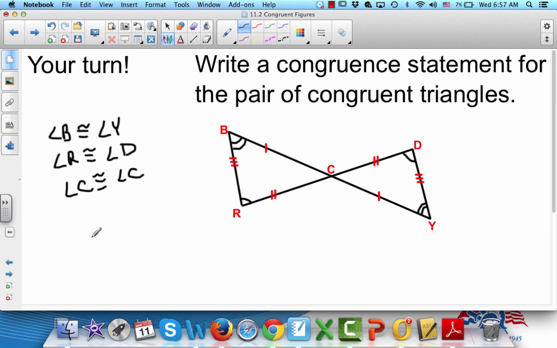So we write our congruent statement. We write triangle B R C is congruent to triangle Y D C. Now you could have had it in a different order. You could have had RCB and DCY, as long as the B matches up with the Y, the R matches up with the D, and the C matches up with the C. I hope that you got that.